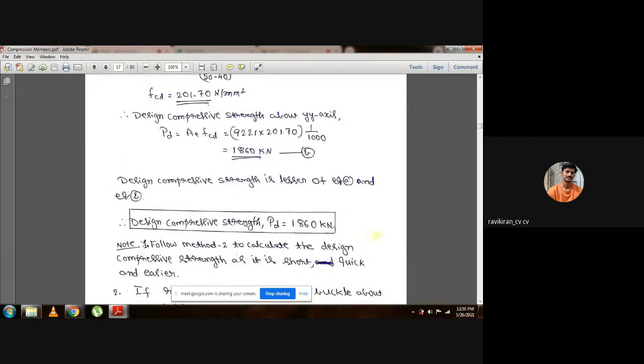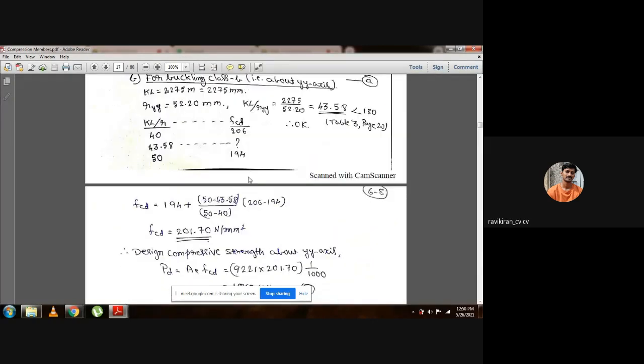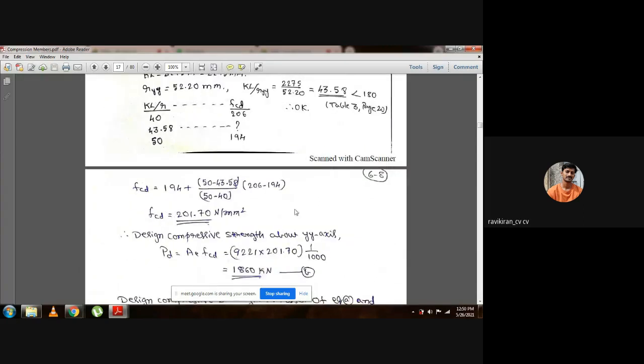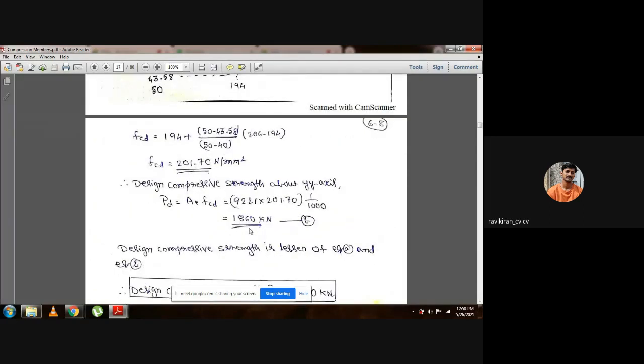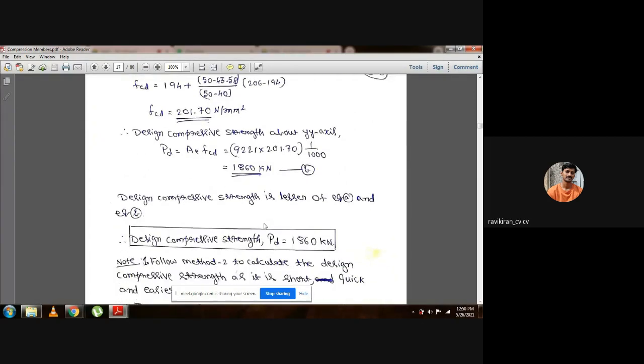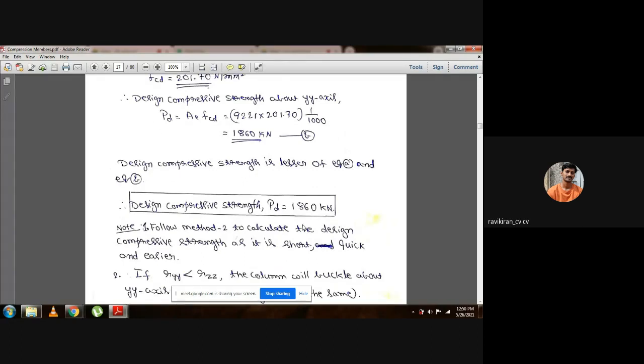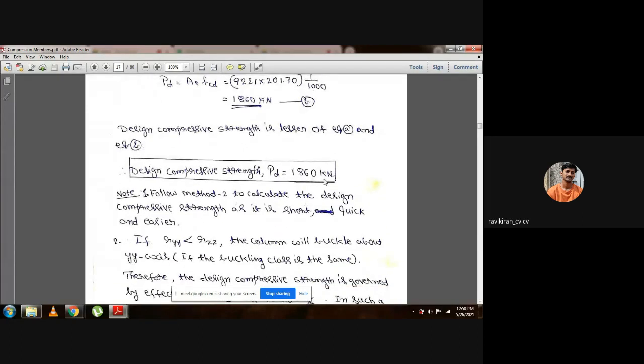So what you need to observe here is the design compressive strength is lesser for B, correct? For A, what is the value you received? It's 2088 kilonewton in the ZZ axis. For Y, you received 1860 kilonewton, correct? So what we are supposed to consider is PD as 1860 kilonewton, because in this plane it fails first. So for design purposes we should consider 1860 kilonewton.